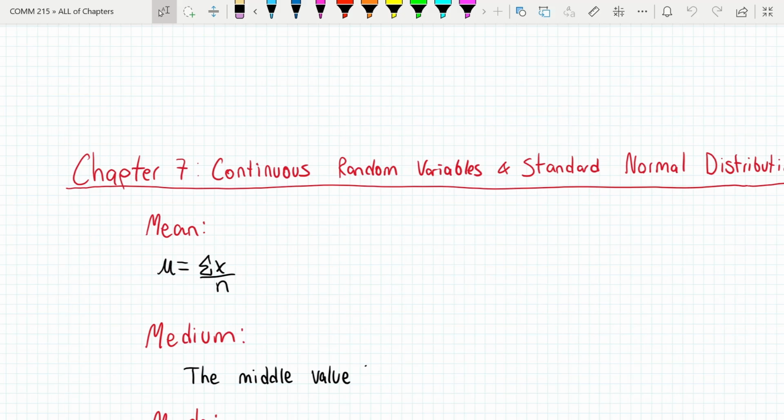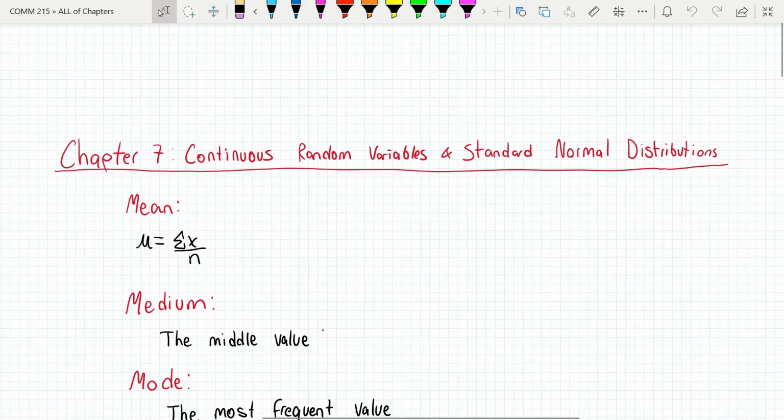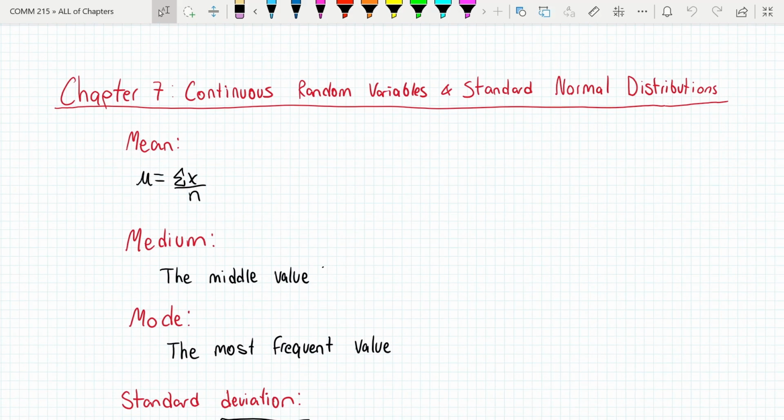Guys, today I'm going to be talking about Chapter 7, Continuous Random Variables, or the Standard Normal Distribution. It goes by either name. So I'm going to start with what the mean is. Our mean is just the sum of x divided by n. Our median is the middle value. The mode is the most frequent value.